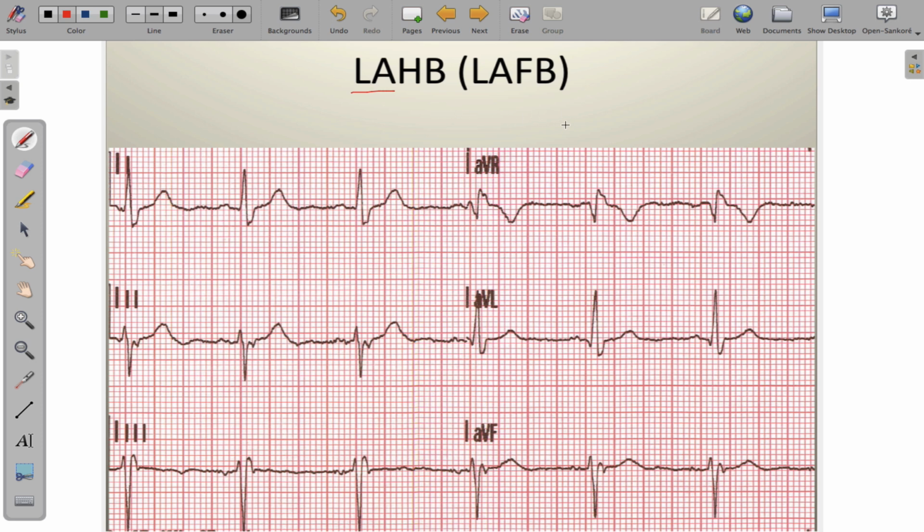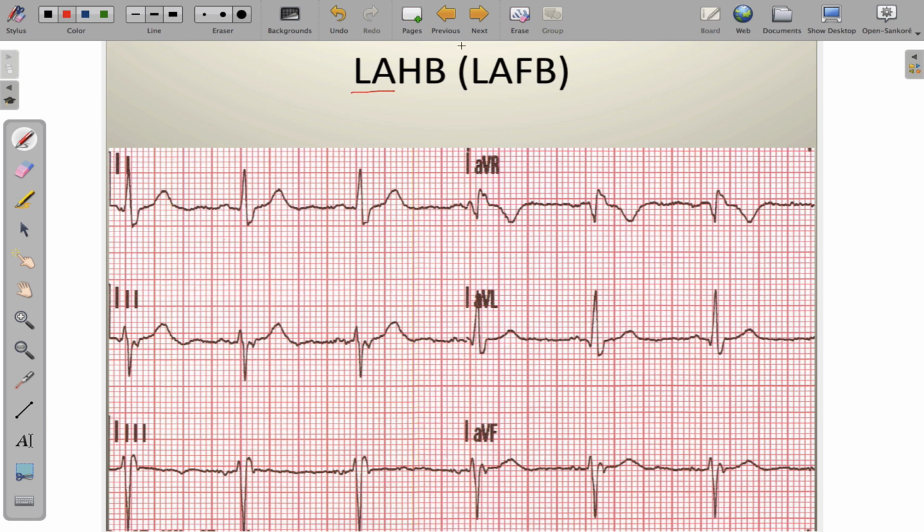So I'm not going to mention anything about left posterior fascicle block or left posterior hemiblock because it's truly a diagnosis of exclusion, and it's very, very rare. We don't need to explore that very much in this video. What we do want to talk about is something that we see with some regularity, and that's left anterior hemiblock.